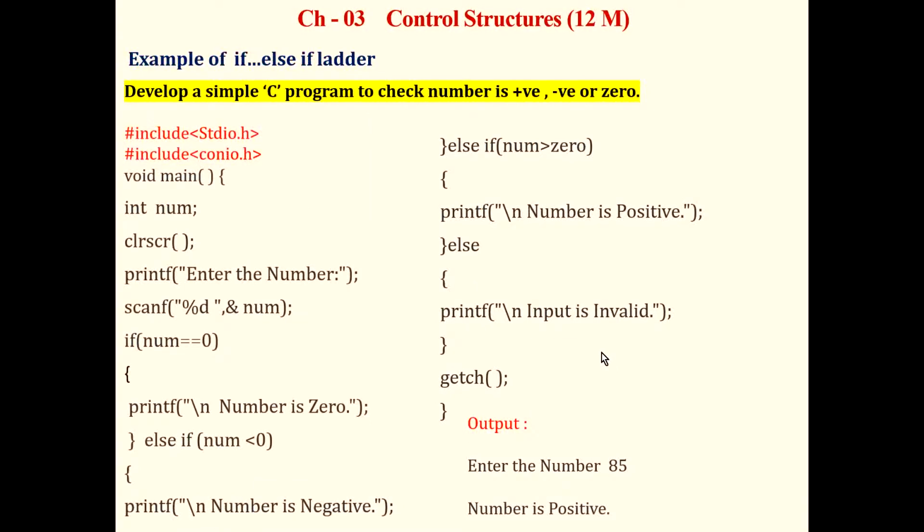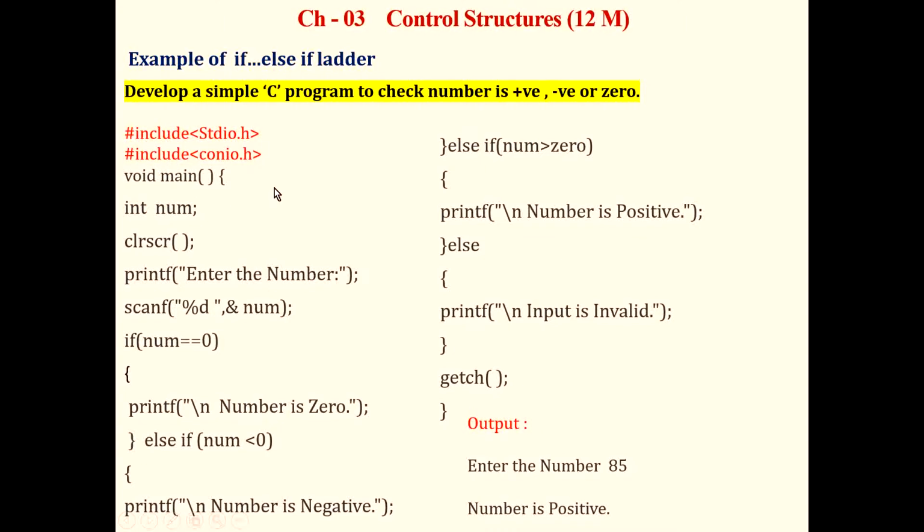Then we see a simple program example of the if else if ladder. Develop a C program to check whether a number is positive, negative or 0. First of all, how do we check whether the number is positive or negative? If the number is greater than 0, that time it is positive, and if the number is less than 0, that time it is negative.